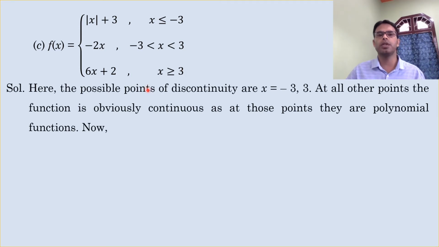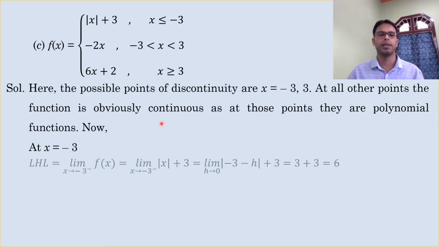Here the possible points of discontinuity are x equal to minus 3 and x equal to 3. At all other points the function is obviously continuous, as at those points they are polynomial functions. Okay, so now you just check the continuity at x equal to minus 3. So at x equal to minus 3, find the left hand limit, find the right hand limit, and find the function value.